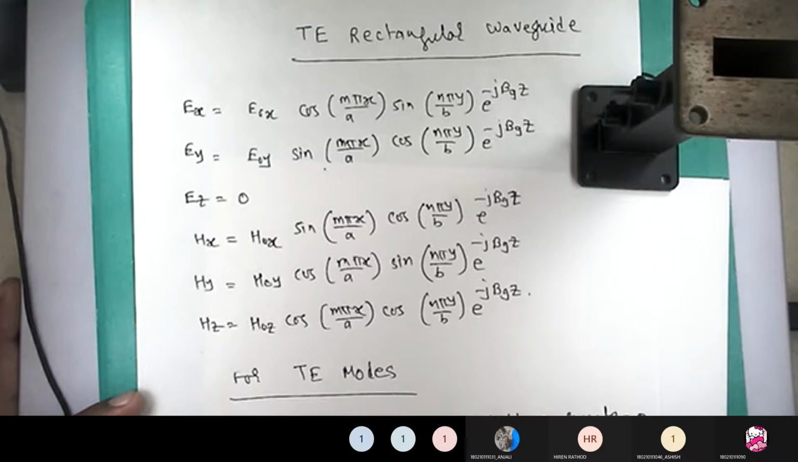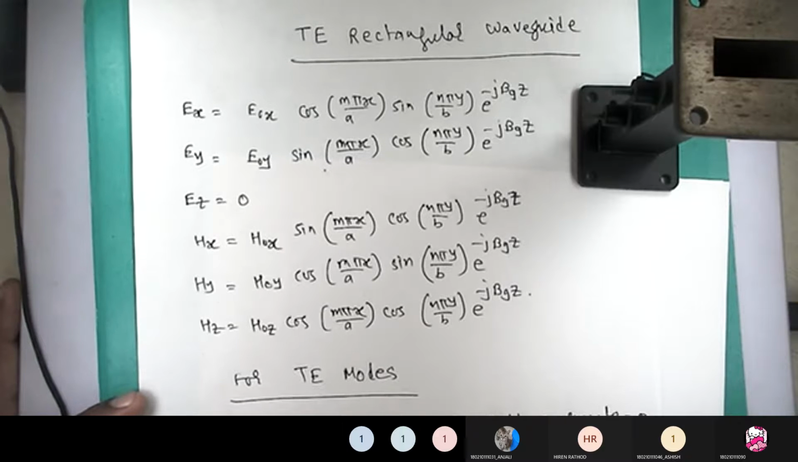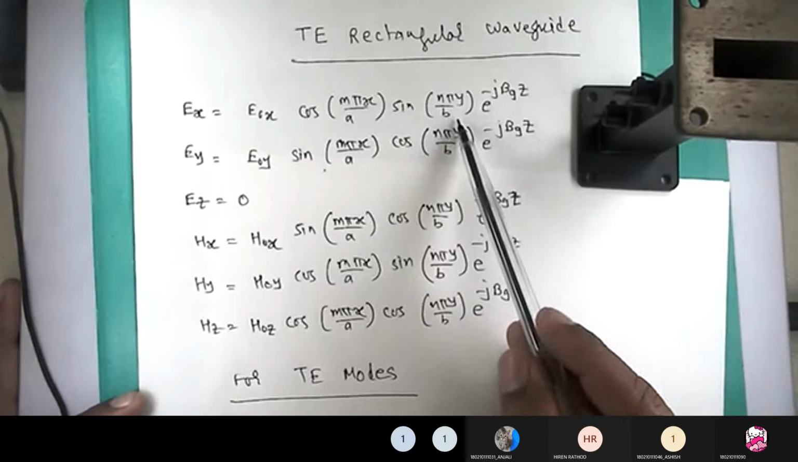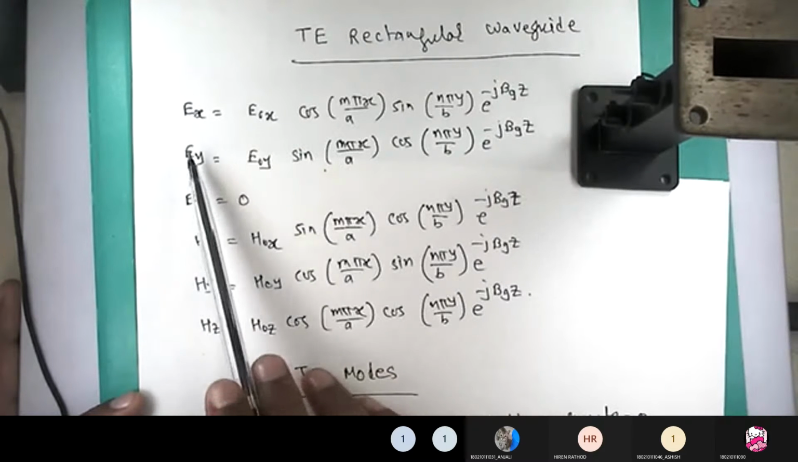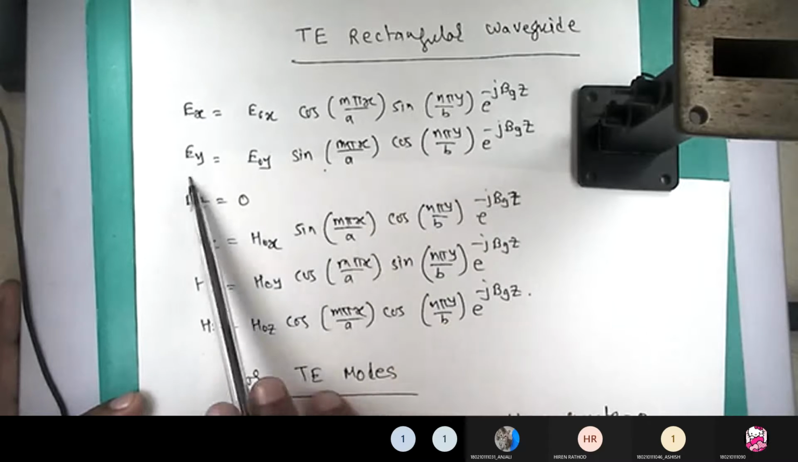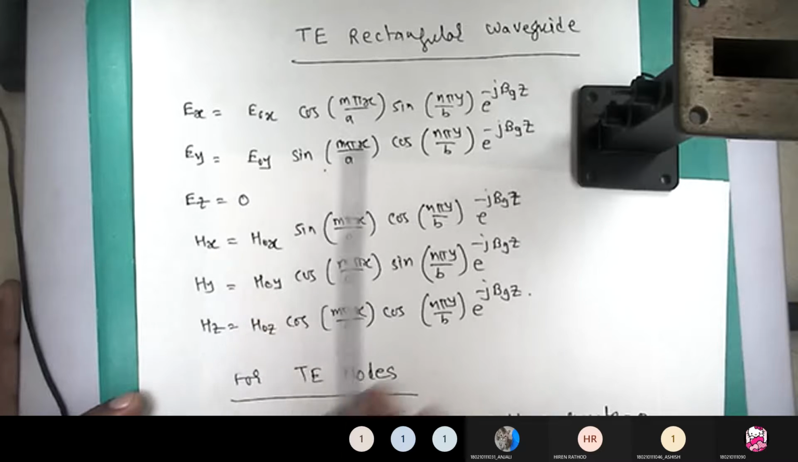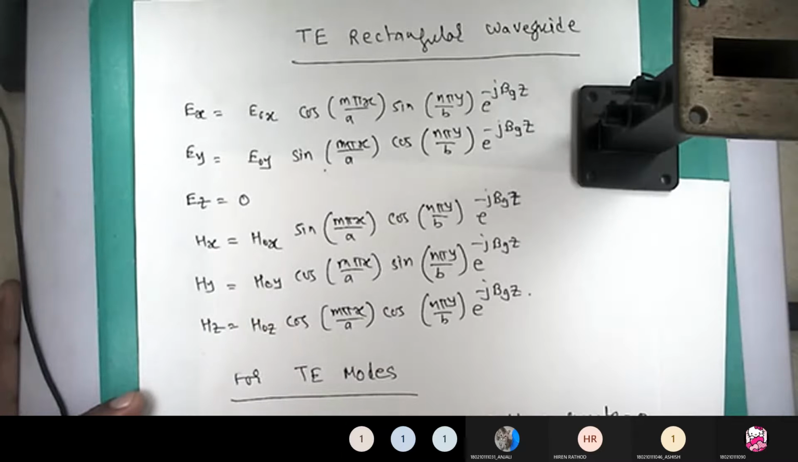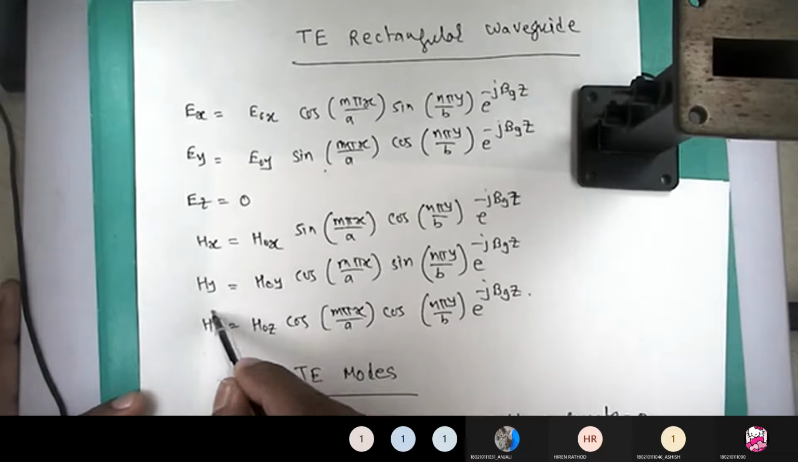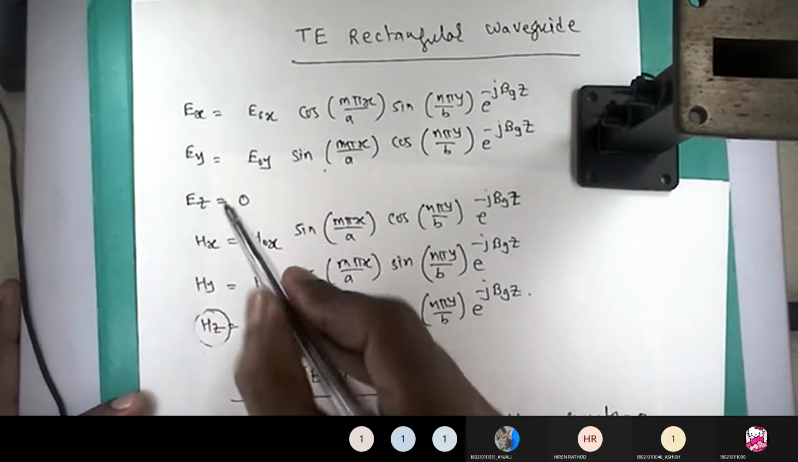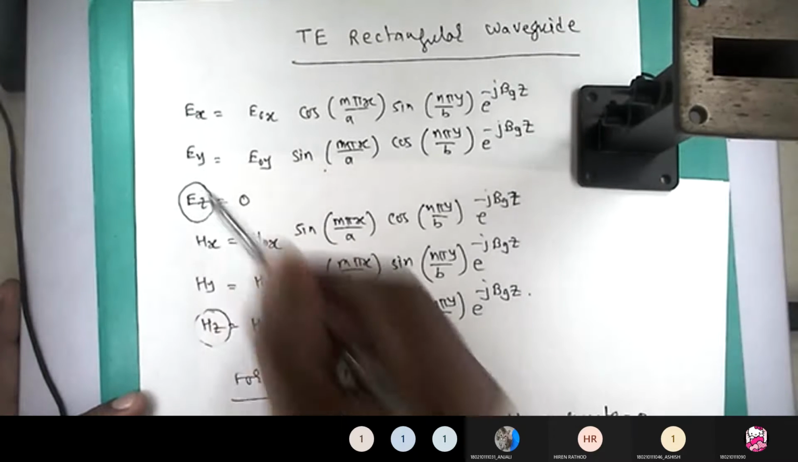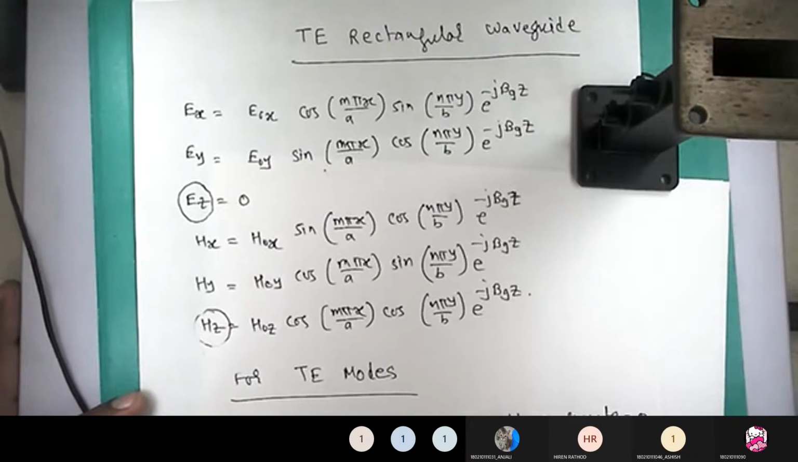So in my last class, we have seen that in a TE rectangular waveguide, particularly for the TE mode, these are the final expressions that we have obtained, where the Ex component is a function of some cos and sine, and Ey is a function of some sine and cos. Because it is a TE mode, we know that in the wave propagation direction, the Hz component will be present while the Ez component will be 0, and only that mode will be considered as a TE mode.